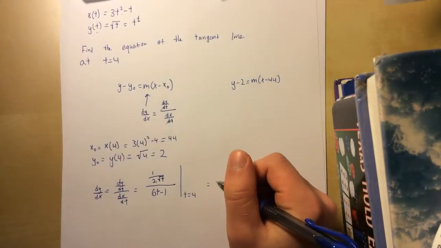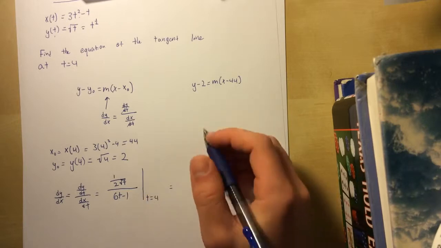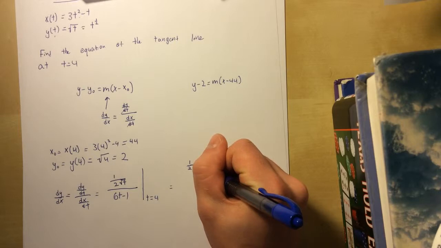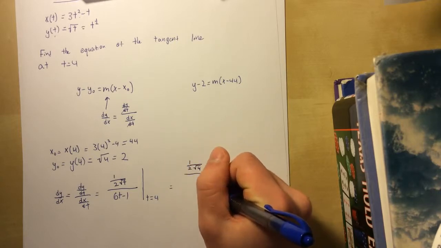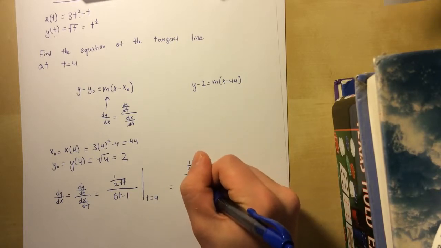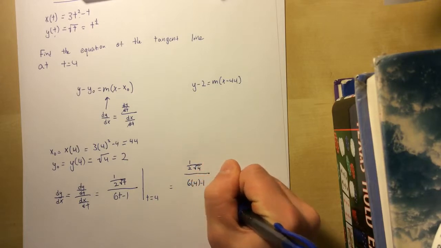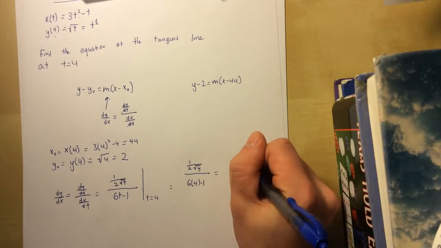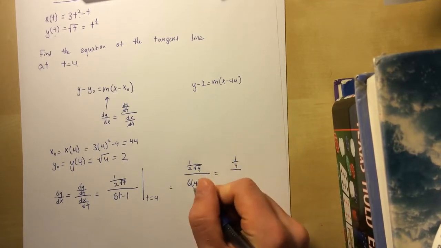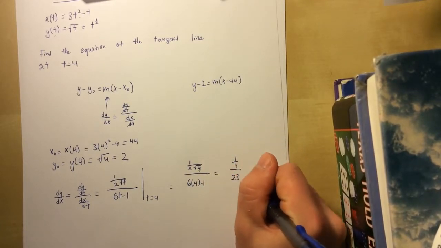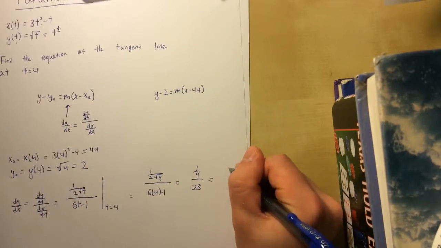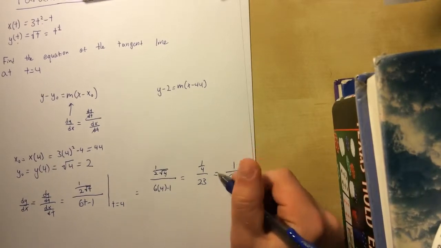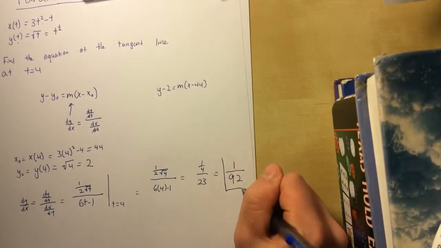So that's going to equal 1/2 times the square root of 4 over 6 times 4 minus 1. That's equal to, square root of 4 is 2. 2 times 2 is 1/4 over 24 minus 1 is 23. And that's equal to 1 over 92. So that's going to be our m.